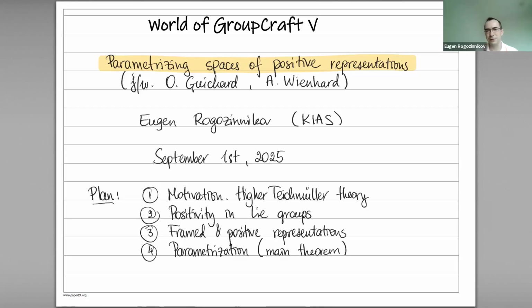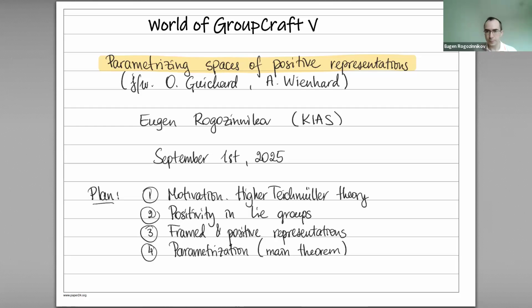So first of all, I will give you some motivation, introducing the higher Teichmüller theory. Then I will discuss a little bit the positivity in Lie groups on one example. And then I will give a general construction, but very hand-wavy. And then I will define framed and positive representations of a surface group into a Lie group. And finally, I'll present our main result about the parameterization of the space of framed positive representations.